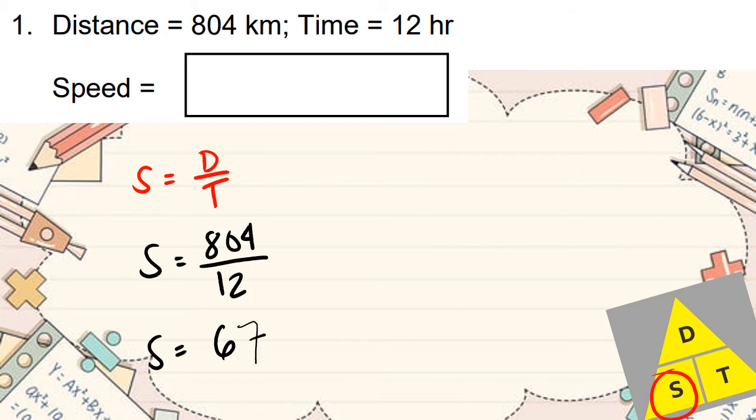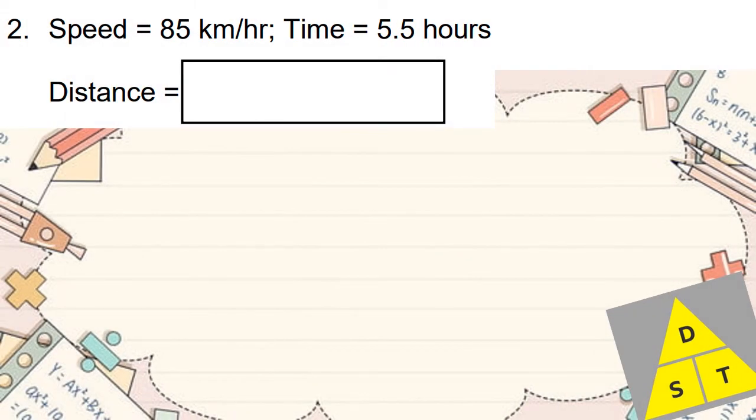But what is the unit? As we can see here, we use kilometer and hour. So the unit must be kilometer per hour. We just get this from the given. So that is the answer: 67 kilometers per hour. Okay, next.